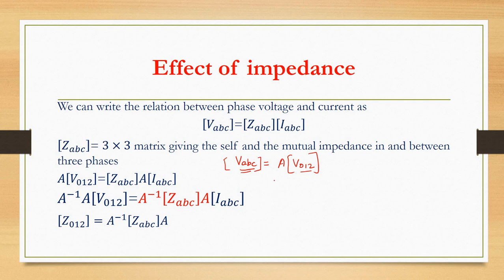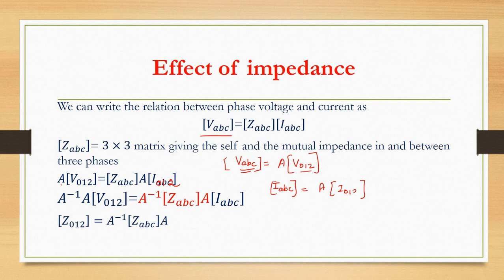This is the unbalanced voltage. In a similar manner, I can write the current also. IABC is A into I0, 1, 2. Instead of VABC, I have to write A into V0, 1, 2 equal to ZABC matrix into I0, 1, 2.